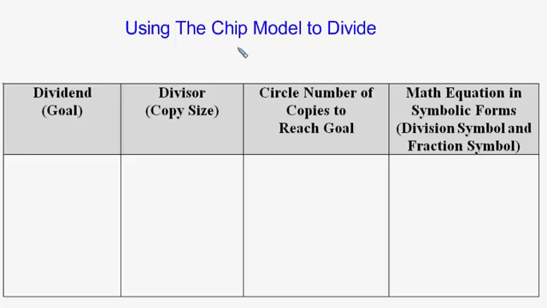In this video, I want to use the chip model to divide integers. For example, how would you take 15 and divide by 5? So in this division problem, you can think of 15 divided by 5 as how many copies of 5 are there in 15? Or you can think of it as how many times would you have to add the number 5 to get 15.